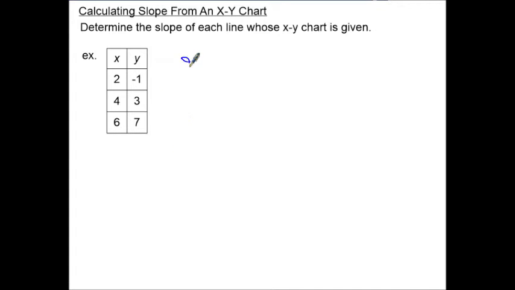Now the thing I need you to keep in mind is slope needs 2 points to work. And so basically we just have extra points here. I've got myself 3 points, and I only really need 2. So my advice is just pick whichever 2 you like.